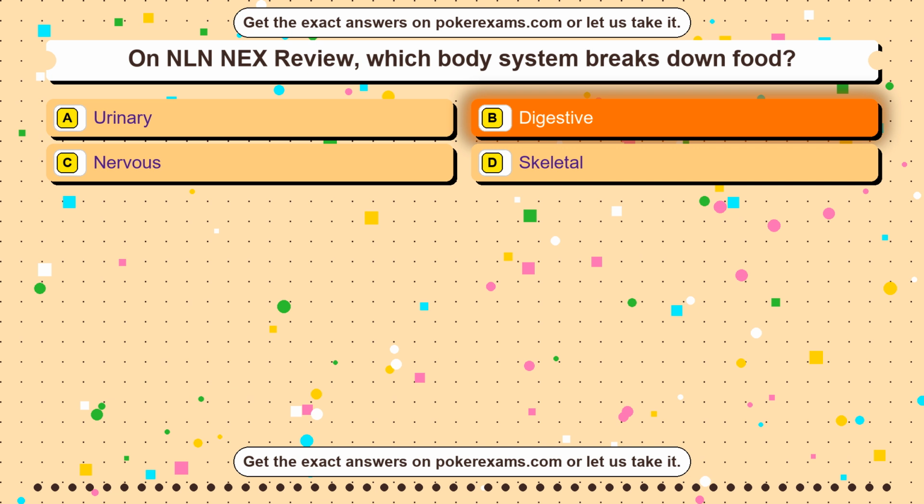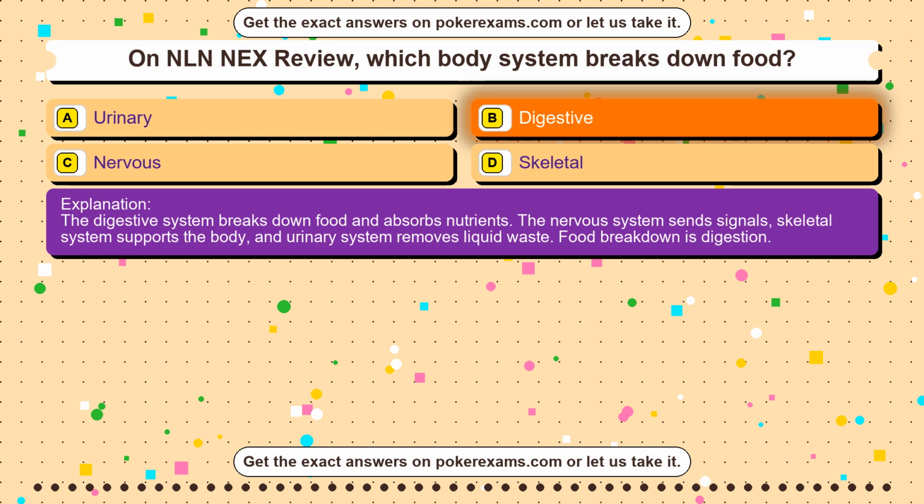GED science emphasizes scientific reasoning, data, and experiment interpretation. Social studies uses historical and civic sources, RLA focuses on reading and writing, and geometry is part of math. The clue is experiments and data.